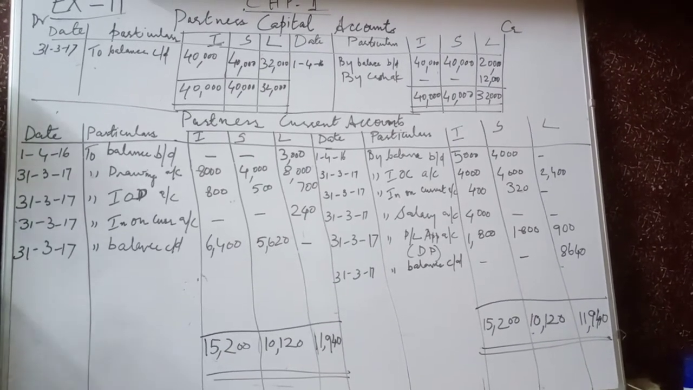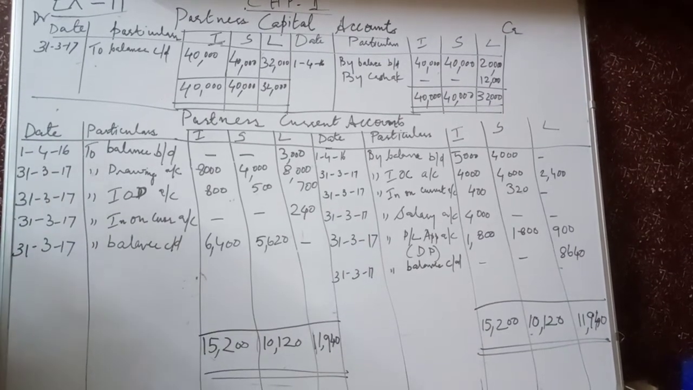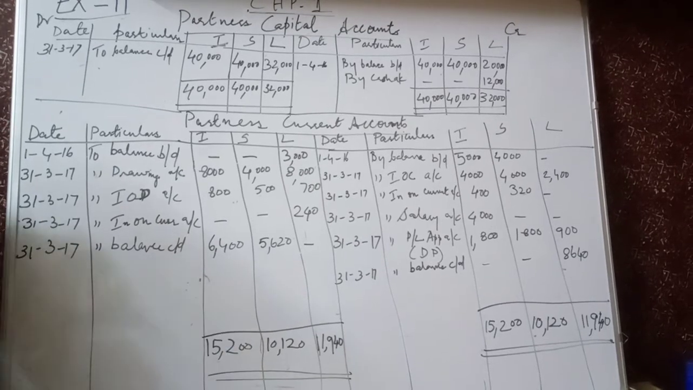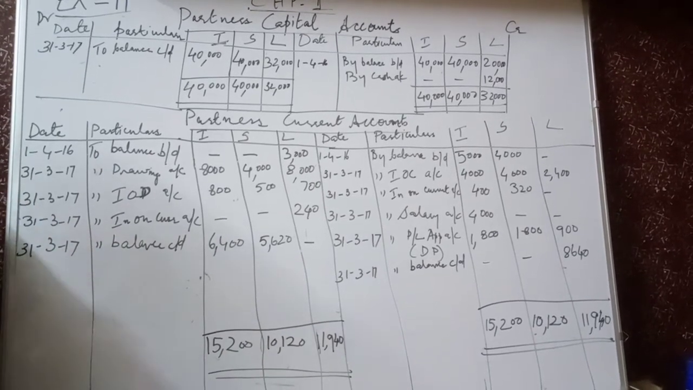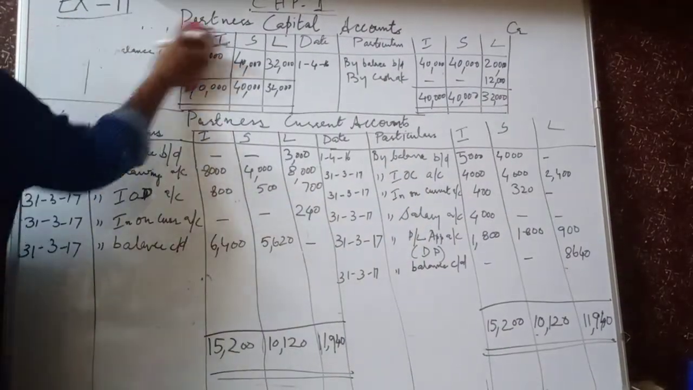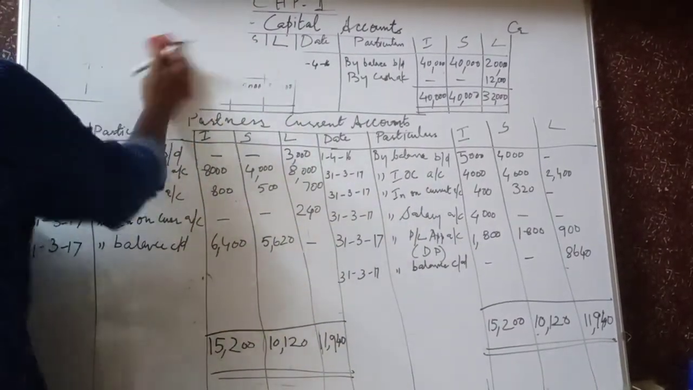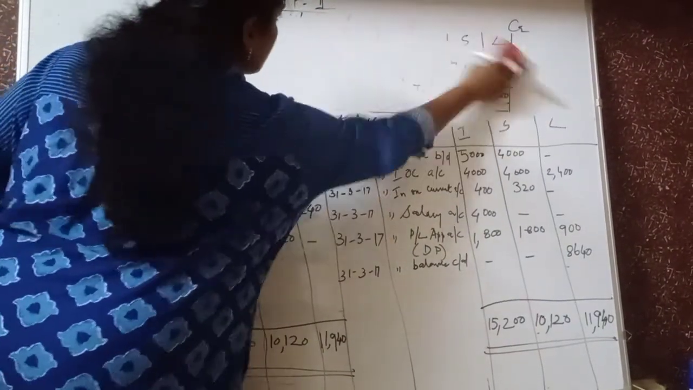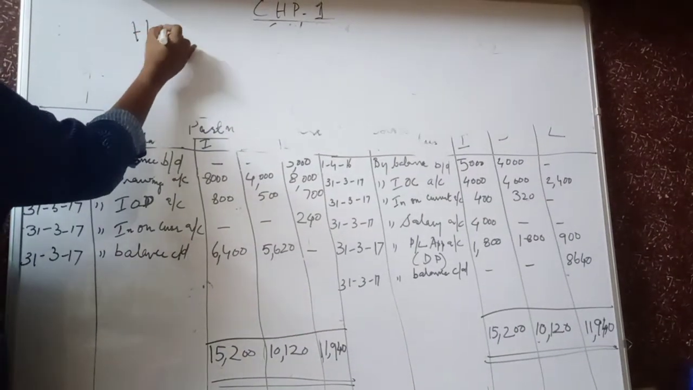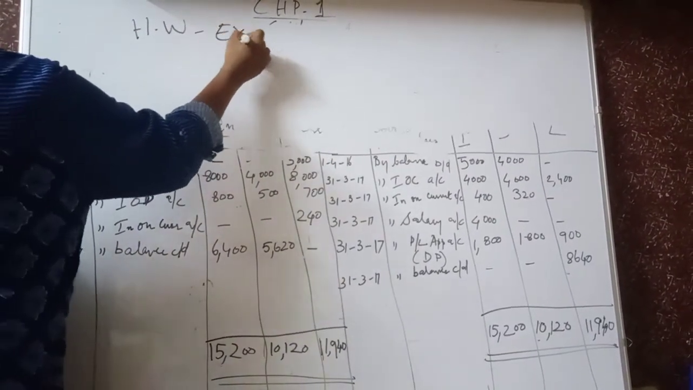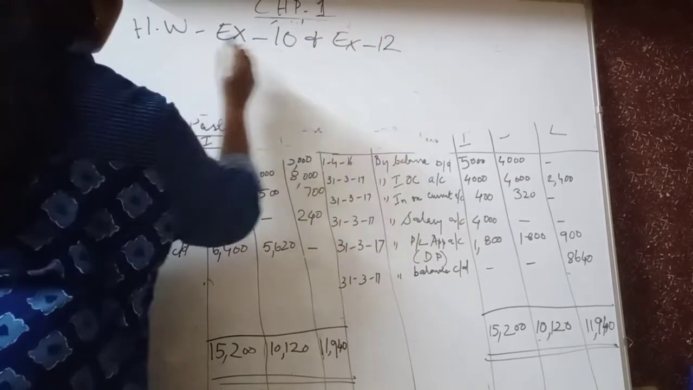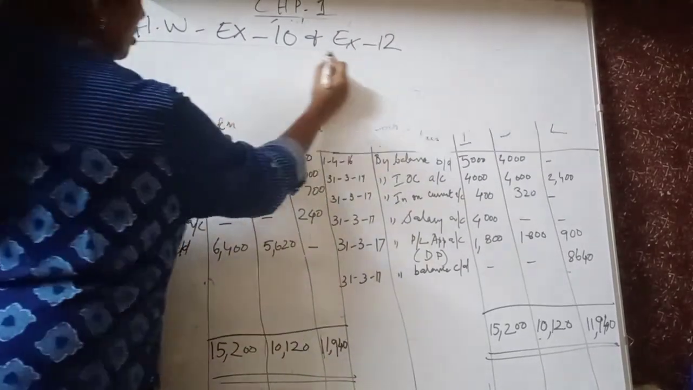So homework for this chapter is 2 sums. They are the 10th sum and the 12th sum. So homework: exercise 10 and exercise 12. You will complete this in your notebook.